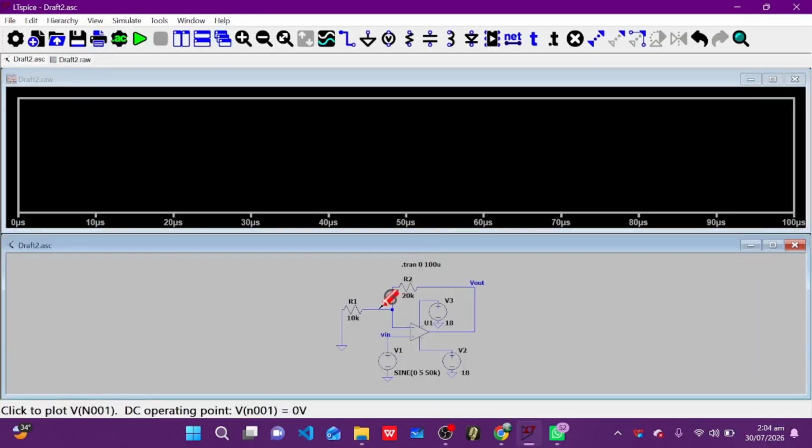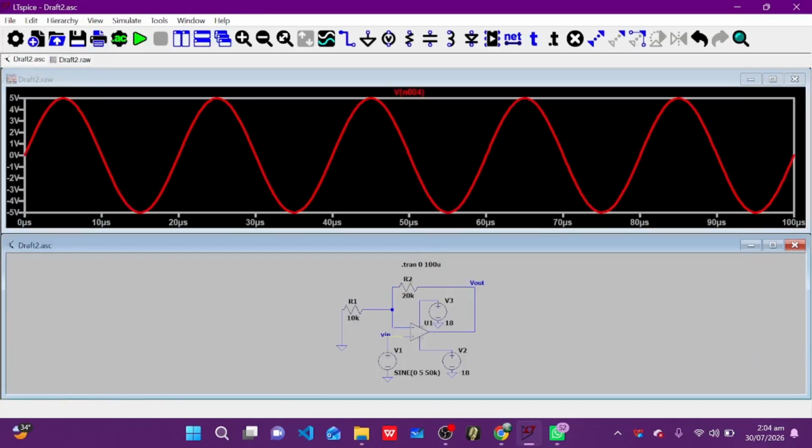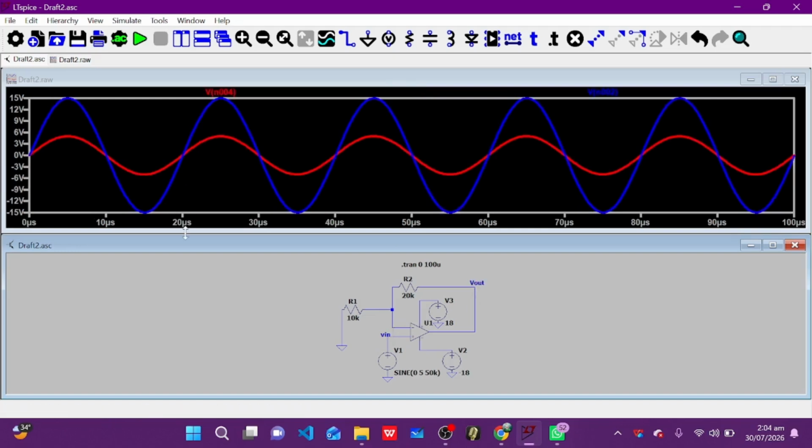As we can see here, the input wave is 5 volts and the output wave is perfectly amplified with a peak of 15 volts.